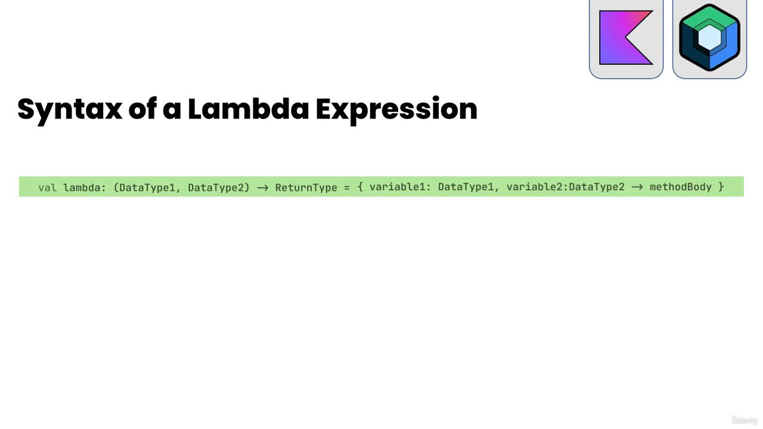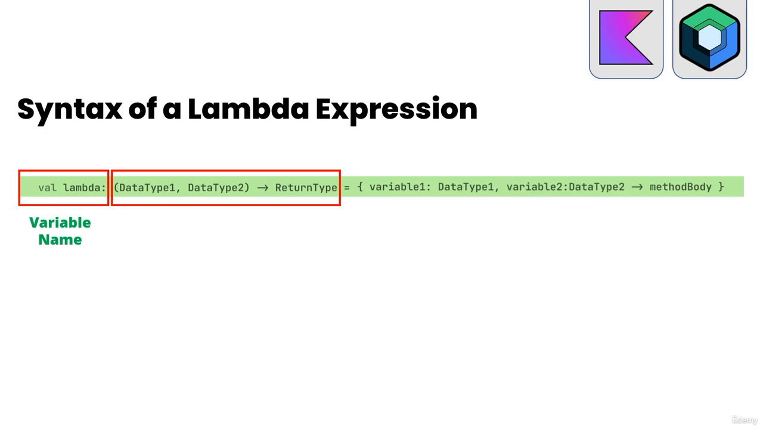This is the general Lambda expression syntax. We'll start with the left side, the val lambda. This is the variable name. And here we have next to it data type 1, data type 2 that will give us a return type. And this is called the function type. Function type is similar to a function signature. It contains parameters and return type. Here we have data type 1 and data type 2 that returns for us a return type.